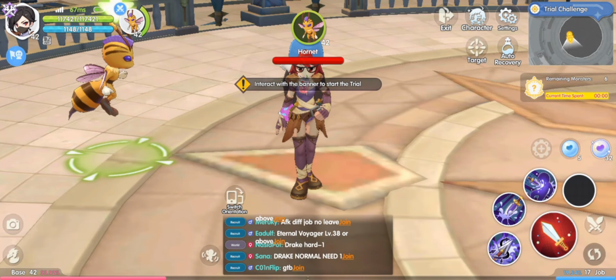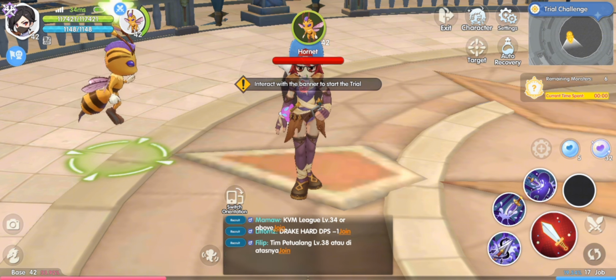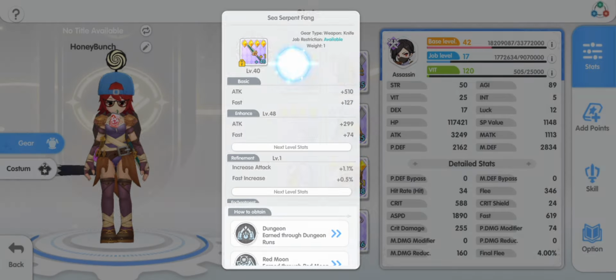Today, let's test the two types of knife assassin build. This build focuses on auto attack. As you can see, weapon is knife.